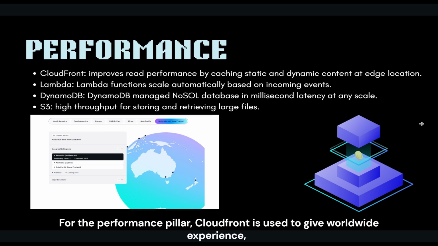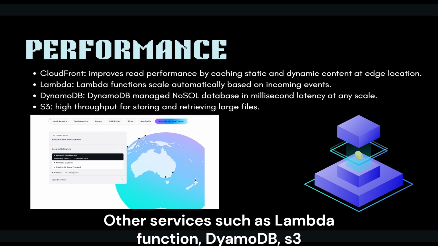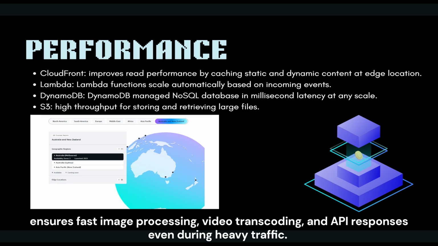For the performance pillar, CloudFront is used to give a worldwide experience, which makes users at different geographic locations have low latency, improving user experience. Other services such as Lambda functions, DynamoDB, and S3 assure fast image processing, video transcoding, and API response, even during heavy traffic.